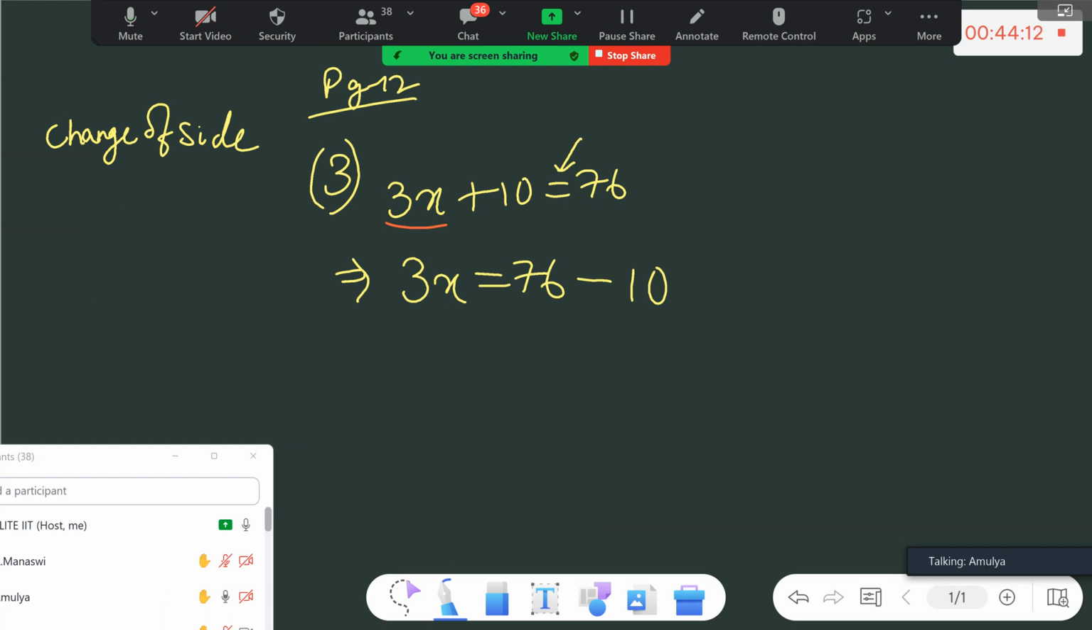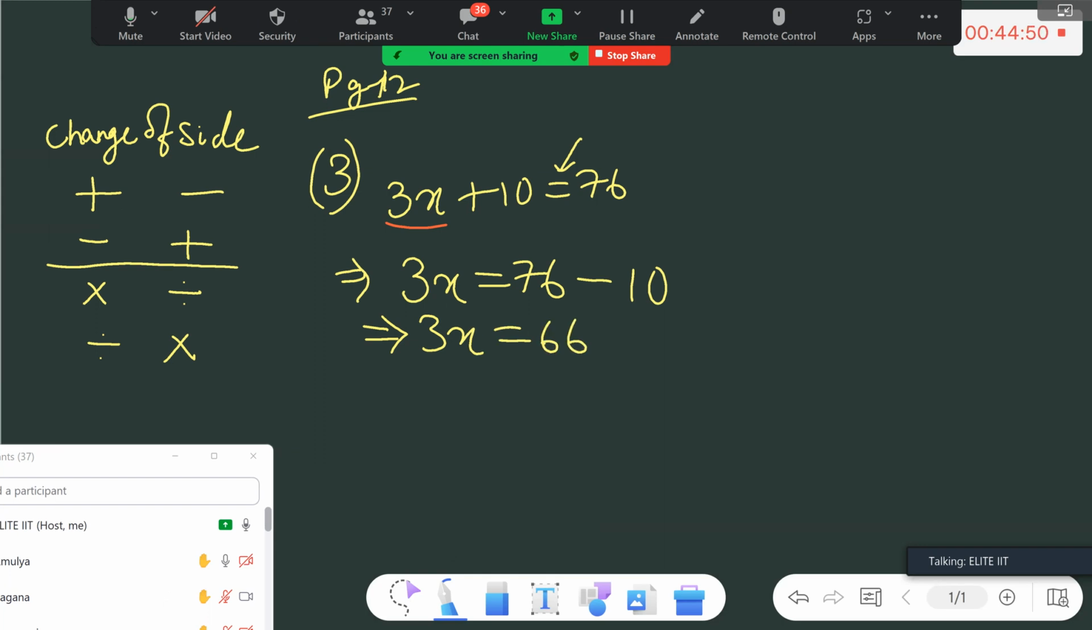So now, if we change side, then a quantity with plus will become minus, and minus will become plus. If it is multiplied, it will become divided, and if it is divided, it will become multiplied. Clear? So these are actually opposites. Plus, minus are opposite, and multiplication and division are opposite. So now, here 3x equal to 76 minus 10 is 66.